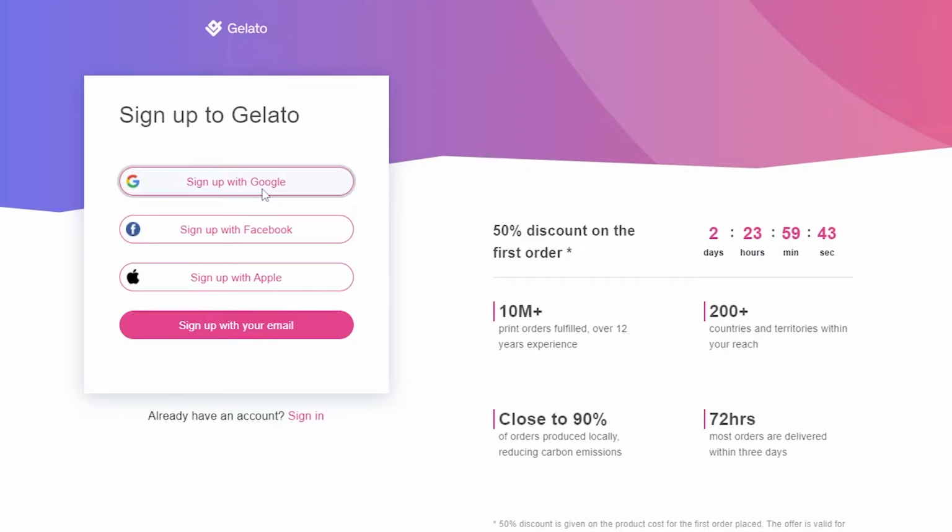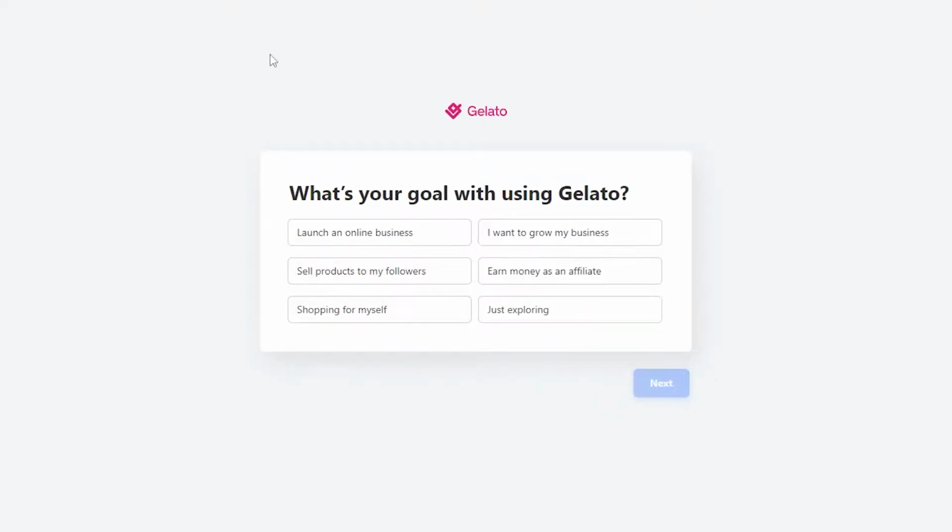So I'm going to click on sign up with Google, and after you've chosen your account, it'll take you to this place where you just have to answer a few simple questions, like what is your goal using Gelato? Launching an online business, I want to grow my business, earn money as an affiliate, sell products and whatever. I'm just going to click on just exploring for now and click on next.